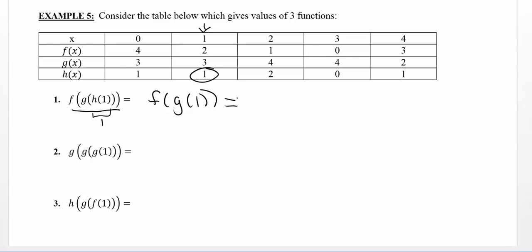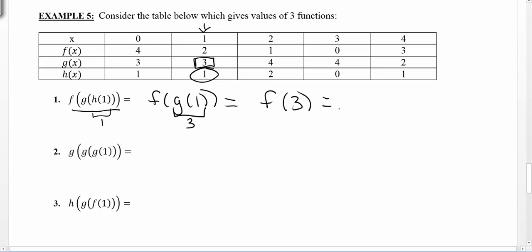Again, we're going to start in the middle and work our way out. So now we have g of 1 that we need to consider next. So again, we're going to go to the independent value of 1, but now we're going to go down to the g function, which is the middle row, to get our dependent output. So g of 1 gives me a dependent output of 3. So I'm going to substitute that in.